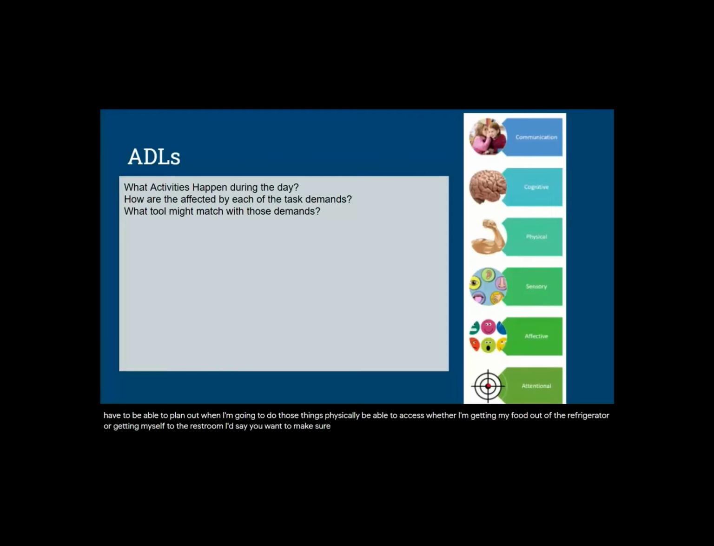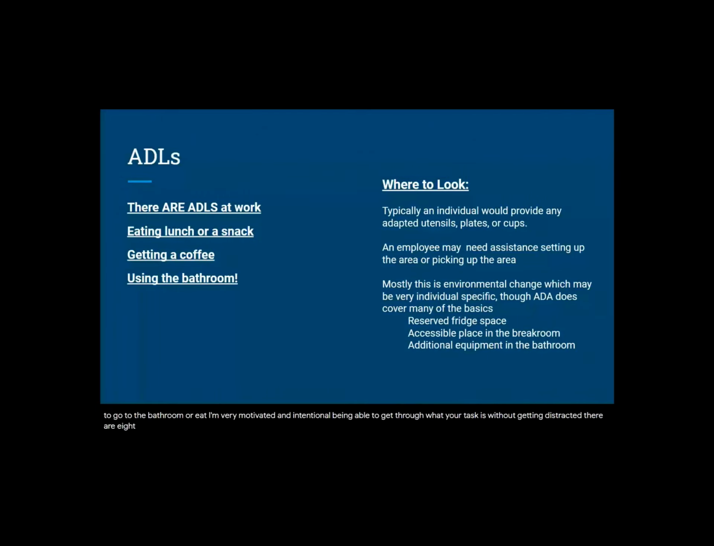Sensory, I'd say you want to make sure you can see and be able to access your food. Affective, I find that when I need to go to the bathroom or eat, I'm very motivated. And intentional, being able to get through what your task is without getting distracted. There are ADLs at work.